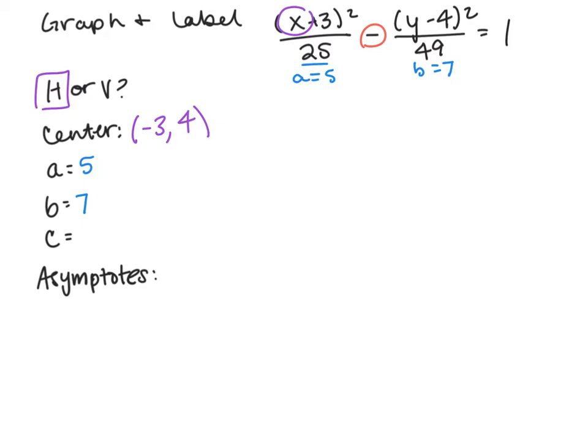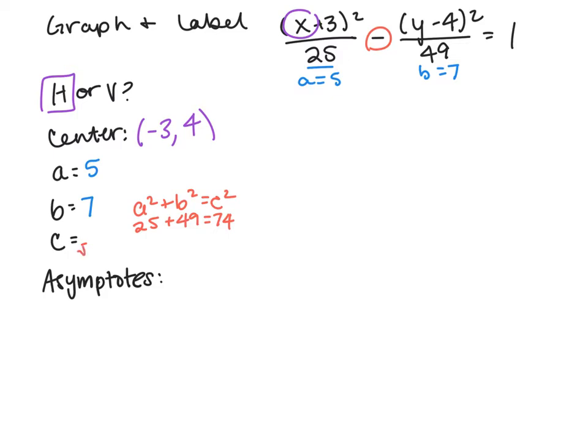To find the c value, this time it's different because the foci are on the outside of the vertices, since the hyperbola opens towards those foci. So our formula now is just the Pythagorean theorem. So we have a squared plus b squared equals c squared. So in this case, 25 plus 49, which gives us 74.